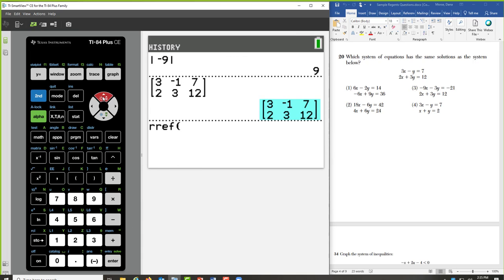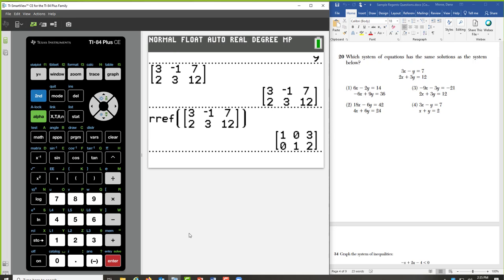When you put your system in there and press enter, you have your solution. X was the first column, Y was the second column, and the solution was on the far right. So if you read across the row, 1x and 0 y's is 3, x equals 3. 0x and 1 y is 2, y equals 2. 3, 2 is my solution.